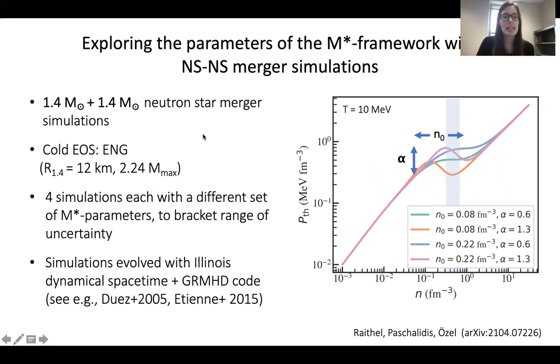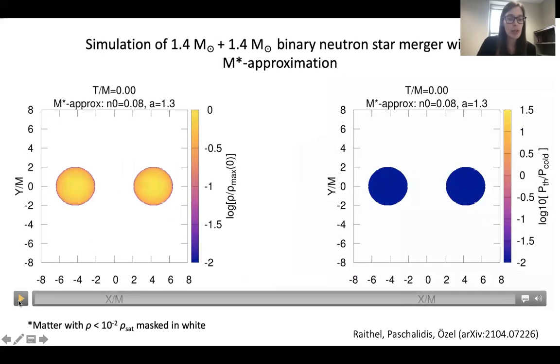And so these simulations are for equal mass binary neutron star merger simulations. And in all of the simulations I'll show you, the neutron stars are governed by the identical cold equation of state, to which we add different sets of m star parameters that were designed to bracket the range of uncertainty shown in the finite temperature part of the equations of state for those tabulated models. And so these simulations are done, of course, in numerical relativity with the Illinois group code. I'll go ahead and show you an animation of what they look like.